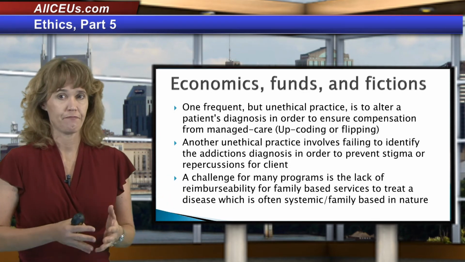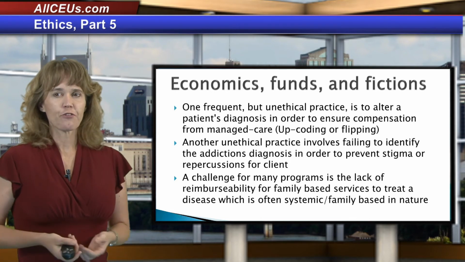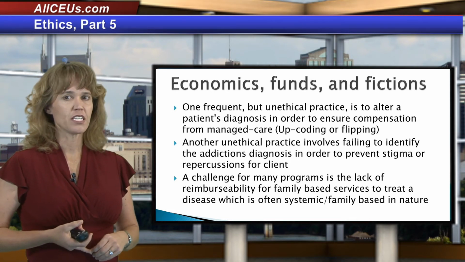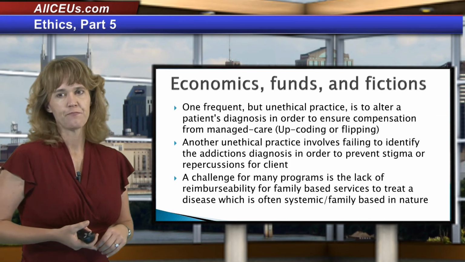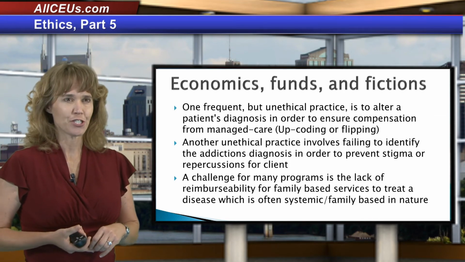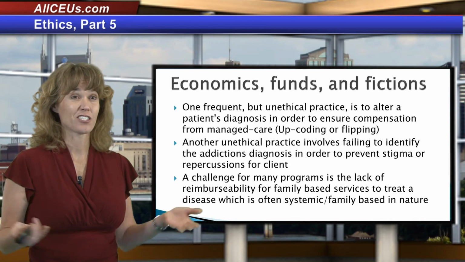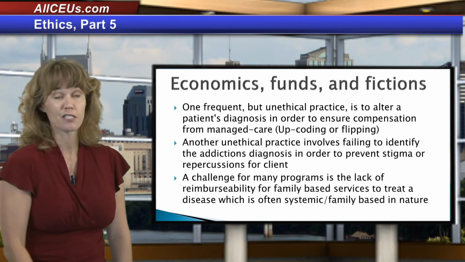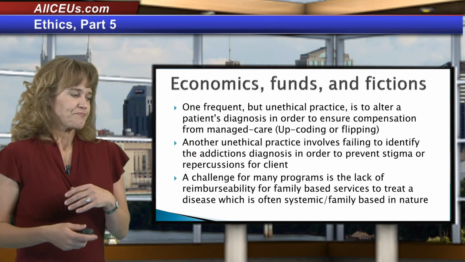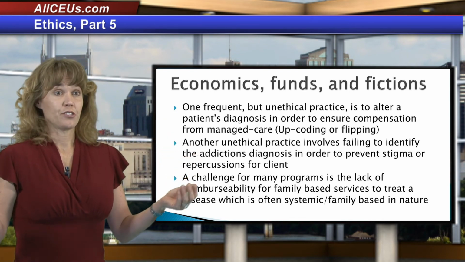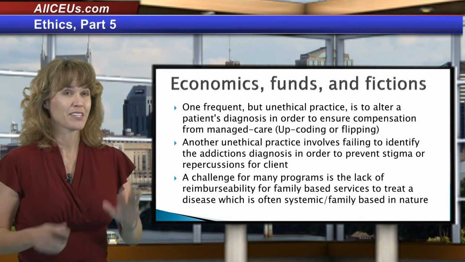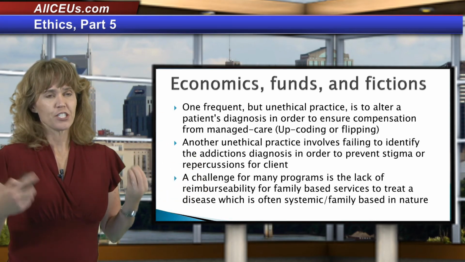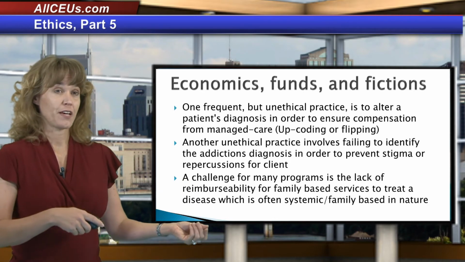A challenge for many programs is the lack of reimbursability for family-based services to treat a disease which is often systemic or family-based in nature. A lot of things are systemic and family-based in nature: oppositional defiant disorder, substance abuse, PTSD related to abuse or incest in the family. There's a lot of stuff. But a lot of insurance companies don't reimburse for family care.